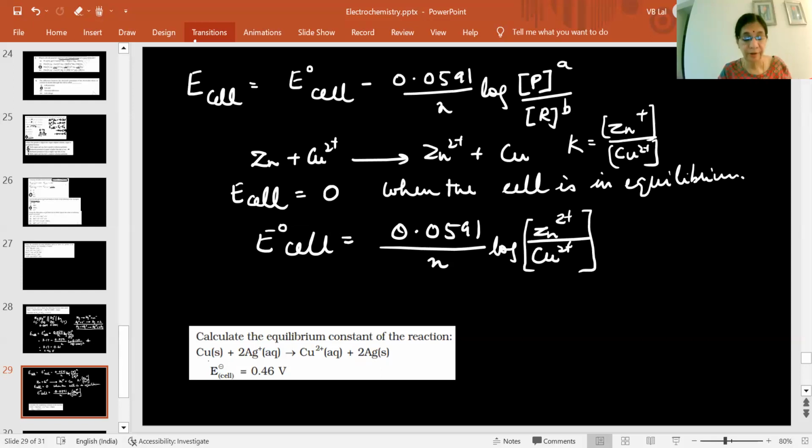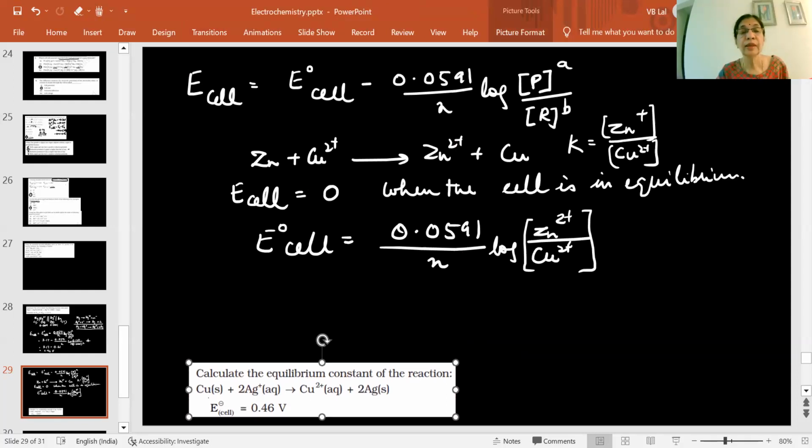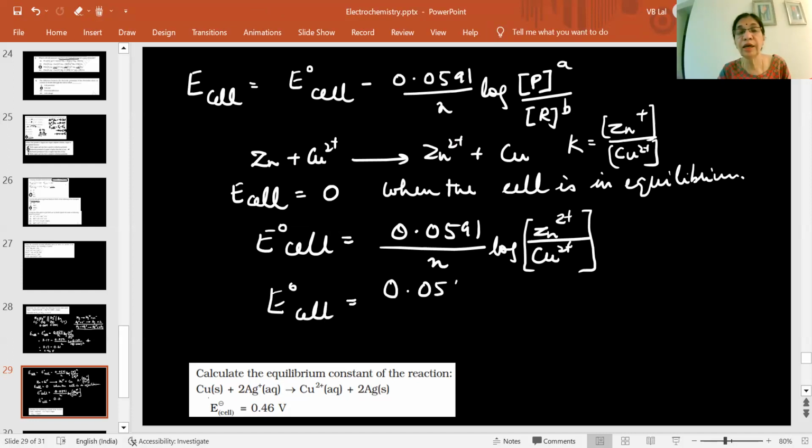So I can say E0 cell is equal to 0.0591 by N and log K. So you can find log K provided your cell is in equilibrium. So you can find the value of log K. So what will be log K? You can calculate and do it.